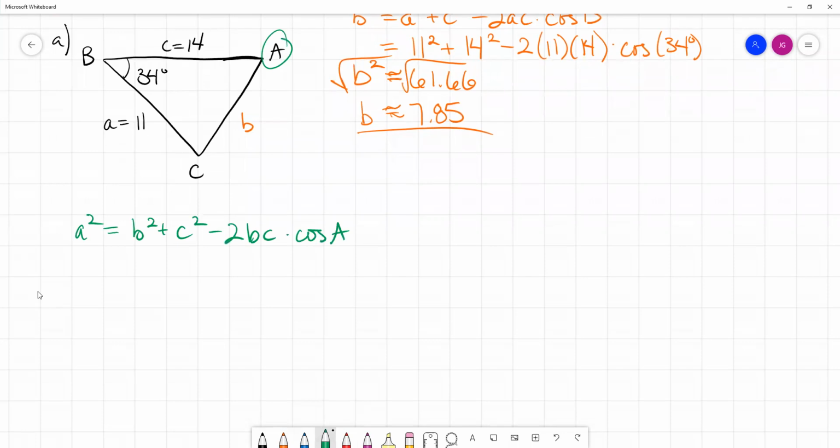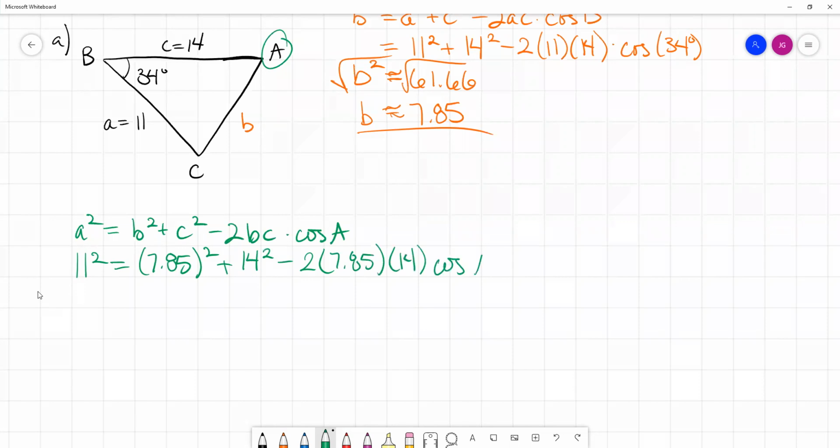Okay, and so let's just fill in all our information, okay? So I do actually know a little a squared. I have 11 squared is equal to, I now know b squared, and we're going to use the rounded one, even though we are supposed to try not to. It's going to get really messy if we don't, okay? So there's going to be a little bit of error when we use the law of cosines, and that's going to be okay. Plus c squared, which is 14 squared, minus 2 times 7.85 times 14 cosine of A. Okay, so we don't know A.